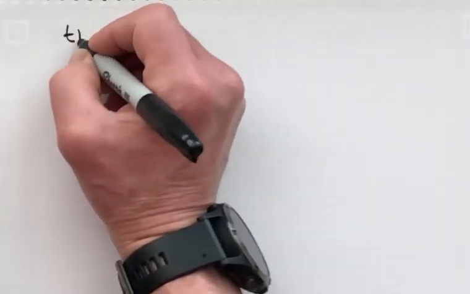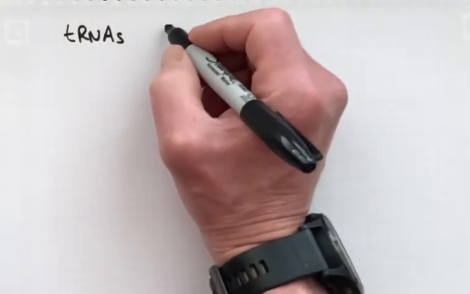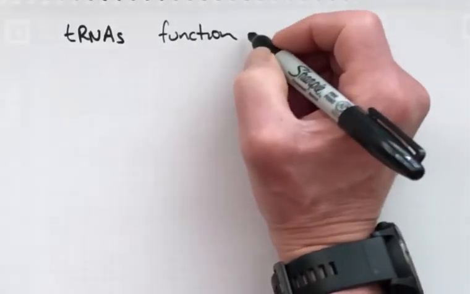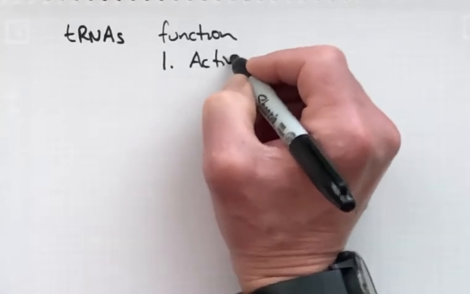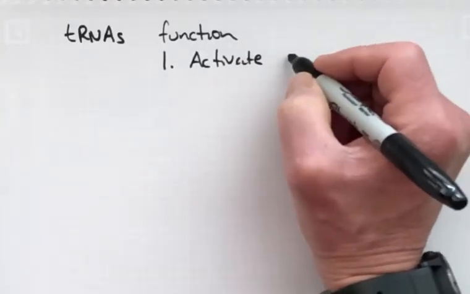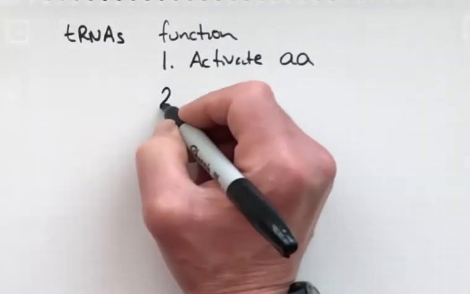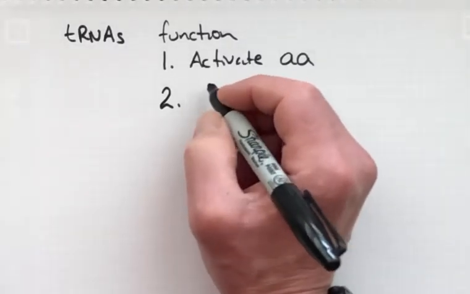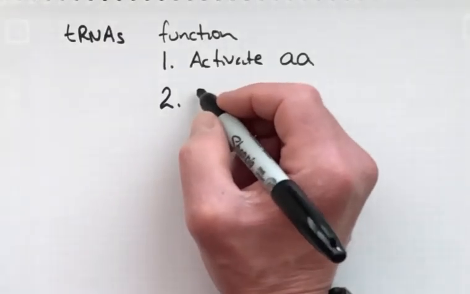So in this video, I want to begin a discussion about tRNAs. And let's start by talking about the function of tRNAs. And there are two principal functions. One is to activate the amino acid so that we can make peptide bonds. And then the second one is to ensure that we are precisely putting together a particular sequence of amino acids.